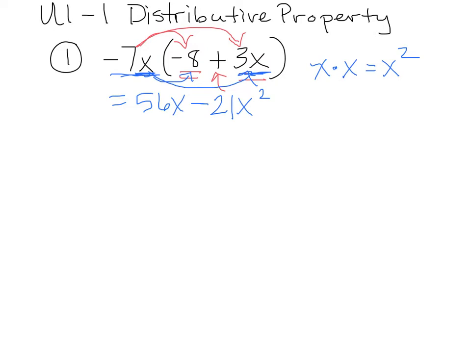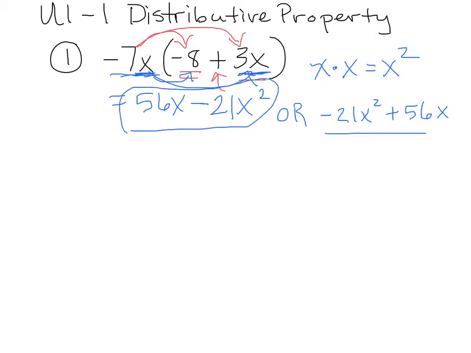Now you could leave your answer like this, or if you want to put the x squared term first, you've got to bring this negative symbol with that term, negative 21x squared. The 56x is positive, so plus 56x. Okay, so this is a good answer, or this is a good answer, and actually this one is kind of preferred because we like to put the highest exponent terms first. So that's an example of the distributive property, just alone with nothing else to do in the problem.